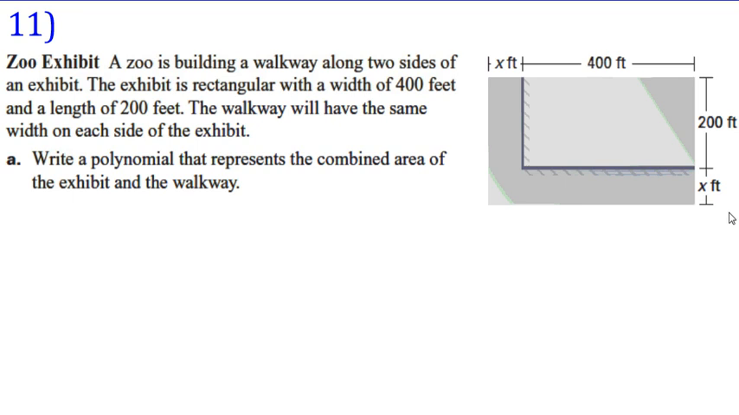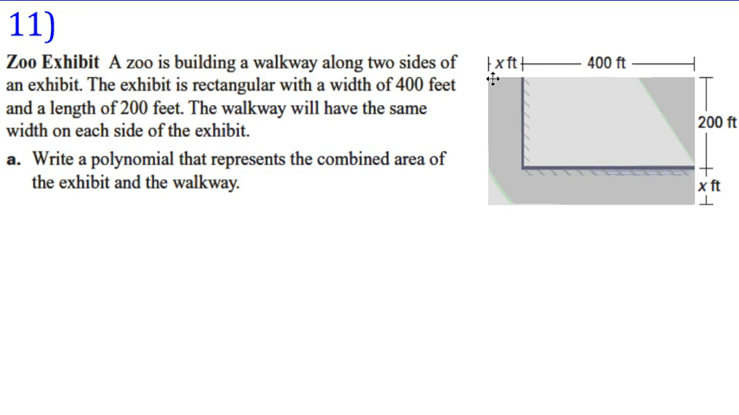We want to write a polynomial that will represent the combined area of the exhibit and the walkway. Well, again, here's the exhibit dimensions, 400 feet and 200 feet. We have to have the same amount of walkway on either side of the exhibit. If they want us to write a polynomial that represents the combined area of the exhibit and walkway, we actually want to find the area of this entire figure.